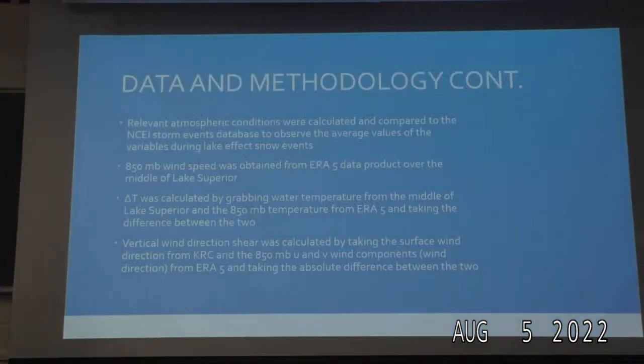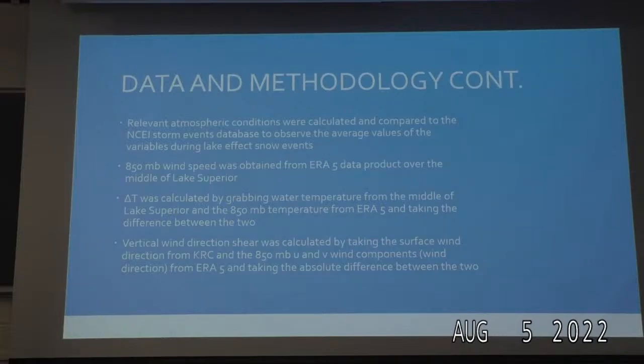Continuing on with data and methodology, we grabbed those relevant atmospheric conditions and calculated and compared those to the Storm Events database to observe the average values of these variables during events. Like I said earlier, 850 millibar wind speed was grabbed from that ERA5 data product in the middle of Lake Superior. And delta T was calculated by grabbing the water temperature from the middle of Lake Superior and the 850 millibar temperature from ERA5, taking the difference between the two.